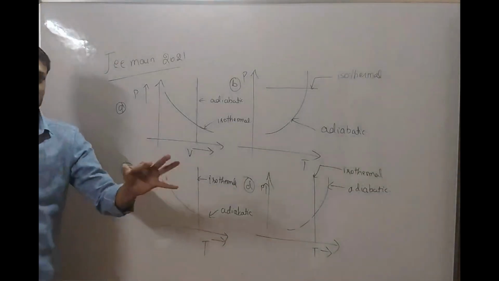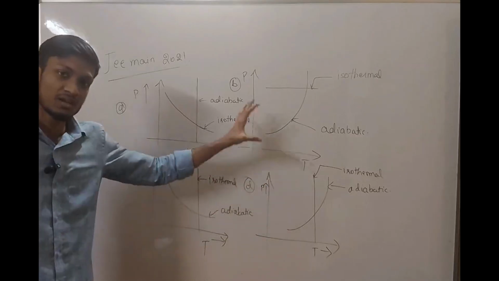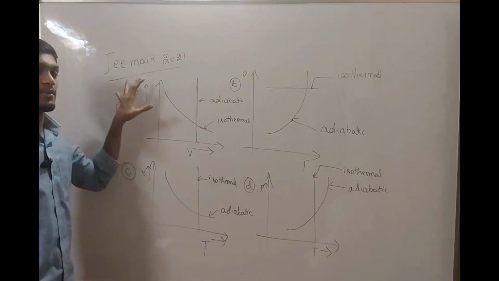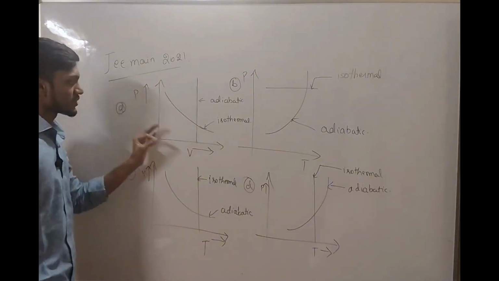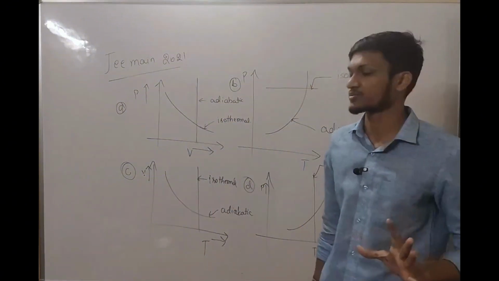I have brought a question that would explain all the concepts that we learned just now. And this was asked in JEE in 2021. The question asks us to analyze all these graphs and find which one is the correct option.